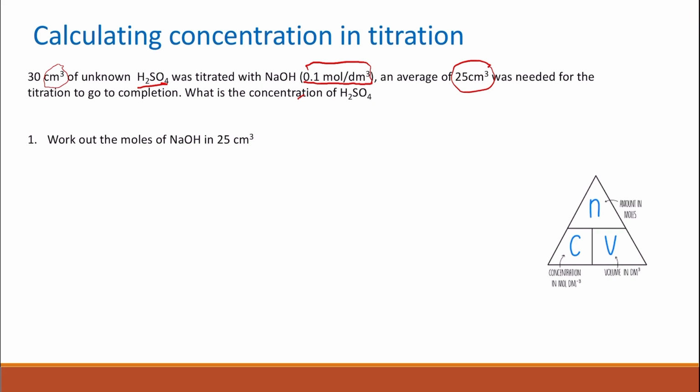Before we start working on this, we need first to write the balanced equation for this reaction. It's very important to have the equation balanced. So we have sulfuric acid reacting with 2 sodium hydroxide to give you sodium sulfate and water. If you want to know how to balance your equation, please watch my video on balancing equation.